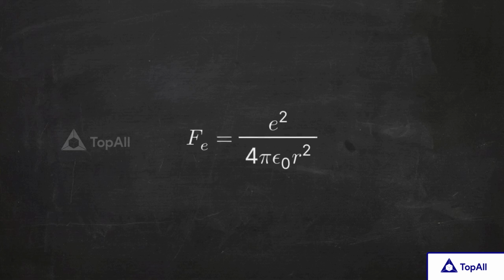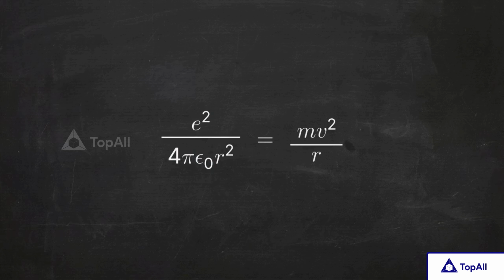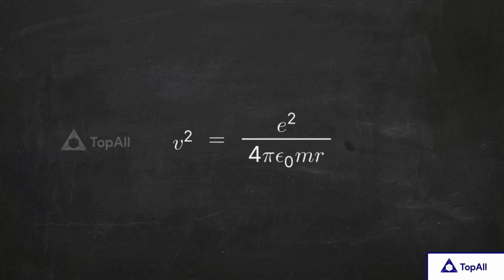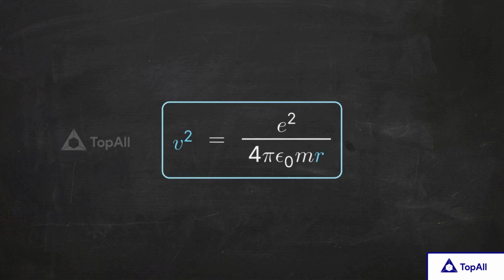We begin by expressing the electrostatic force using Coulomb's law, utilizing the charge of the electron and the vacuum permittivity constant, epsilon naught. We set this equal to the formula for centripetal force, mass times velocity squared, divided by the radius. Because the radius appears in the denominator of both sides, we can simplify the equation by canceling out one of the r terms. This isolation shows the relationship between the electron's velocity and its distance from the nucleus.